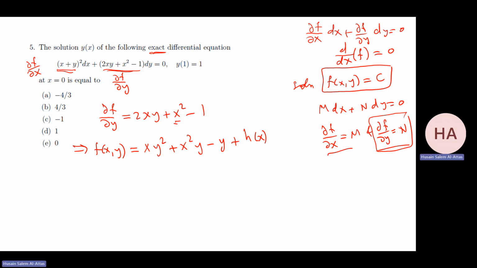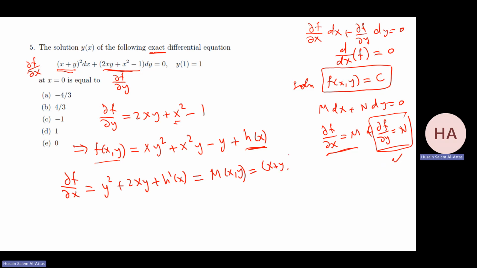Okay. Now I'll use the other one. I use this one to get f of x and y, but there is a constant function of x. So I'll use the other one to find what is h of x. So I have partial f with partial x. Do the calculation here. I have y squared plus 2xy. This is constant plus h prime of x. That should equal what? To M of x and y, which is x plus y all squared.